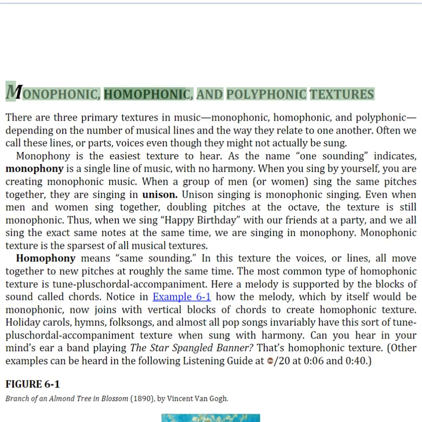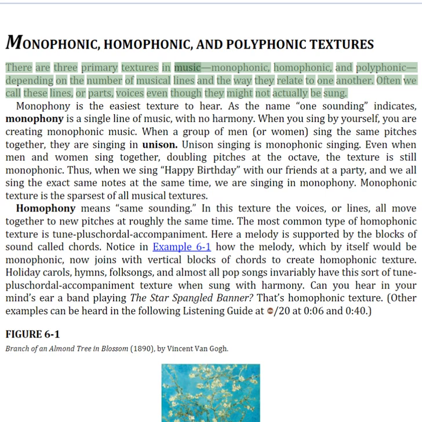Monophonic, homophonic, and polyphonic textures. There are 3 primary textures in music: monophonic, homophonic, and polyphonic, depending on the number of musical lines and the way they relate to one another. Often we call these lines, or parts, voices even though they might not actually be sung.